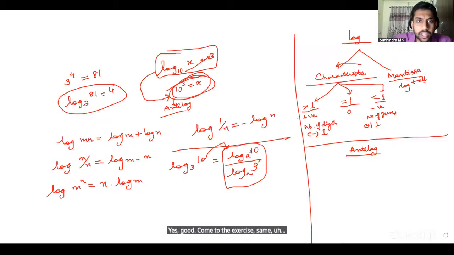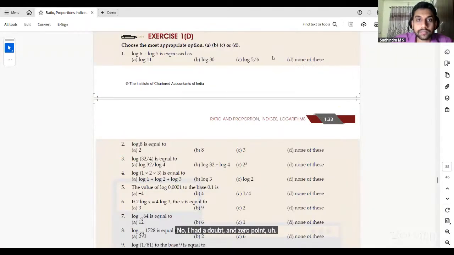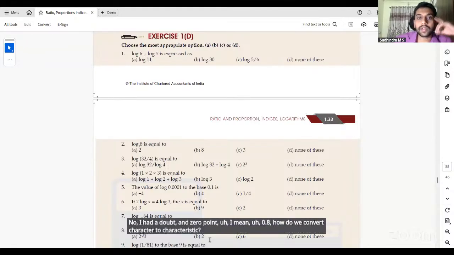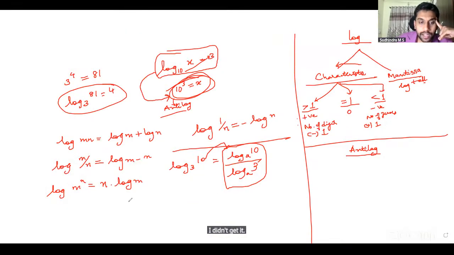Yes, Ramani. So I had a doubt in 0.8. How do we convert to characteristic? I didn't get it. Yeah. So if I have to calculate the logarithm of 0.8, right?